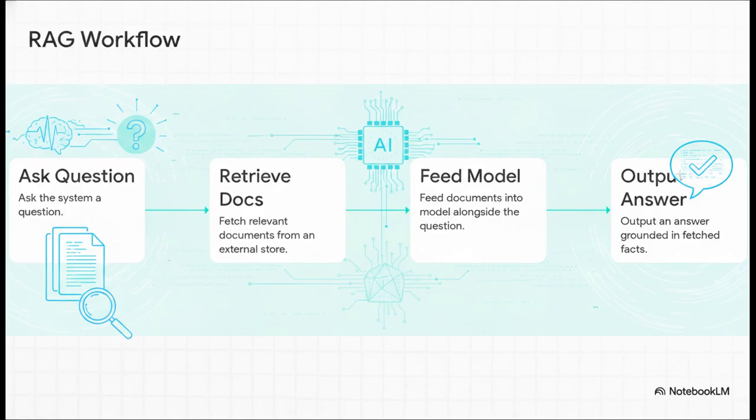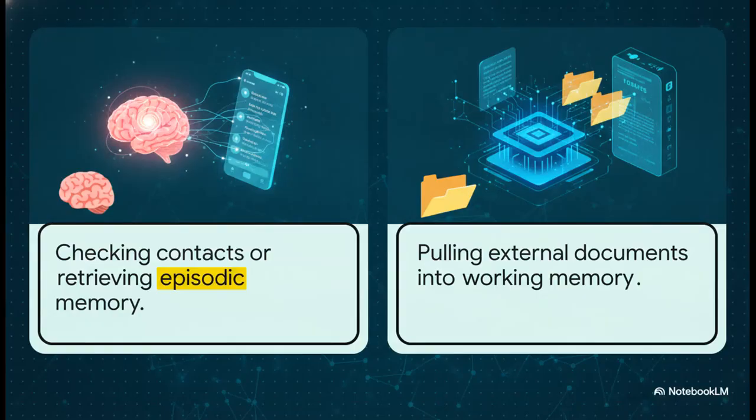Step 2. The system retrieves relevant documents from an external database. Step 3. It feeds those fresh documents right into the model alongside your question. Step 4. The model outputs an answer firmly grounded in those facts. Like we said earlier, it essentially bolts a search engine directly onto a frozen model. And the biological mirror for this?